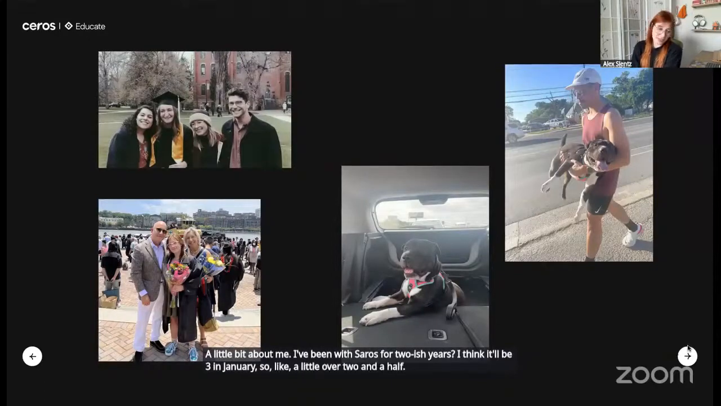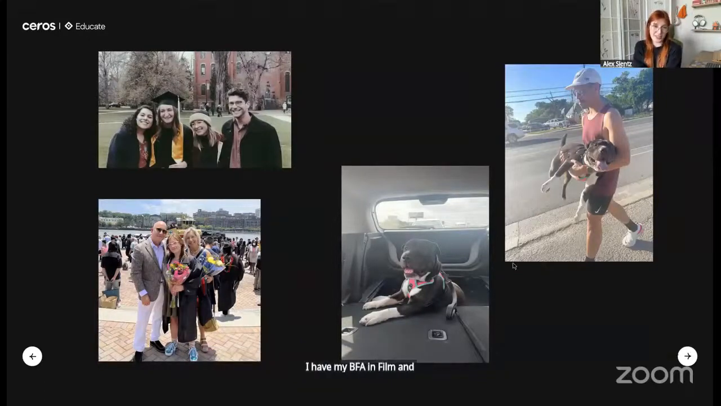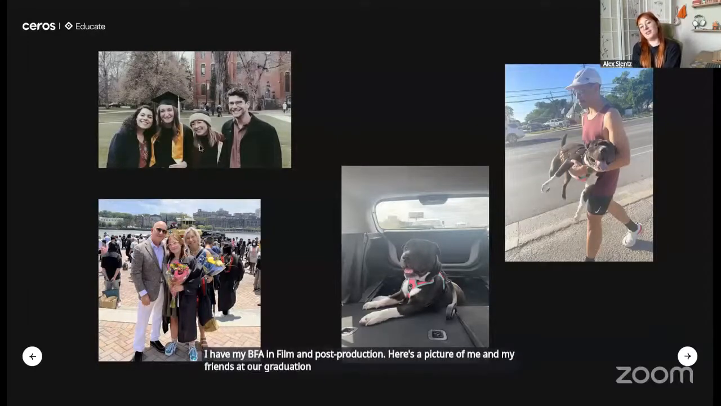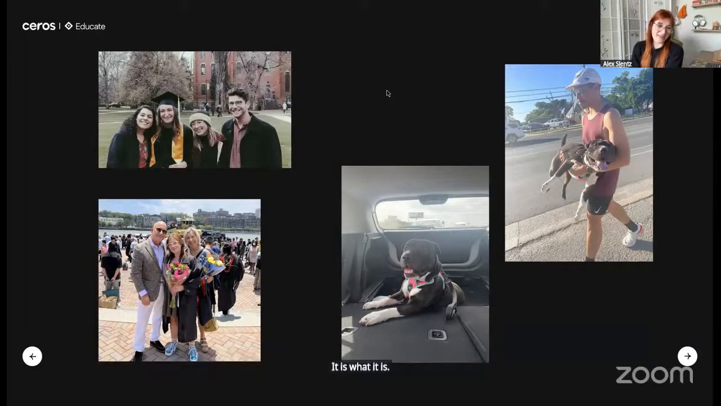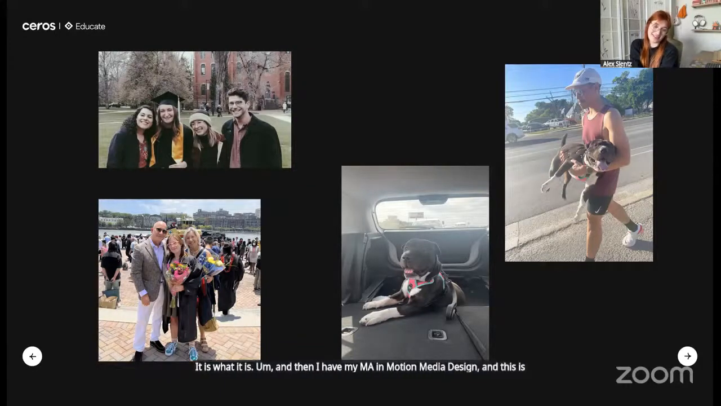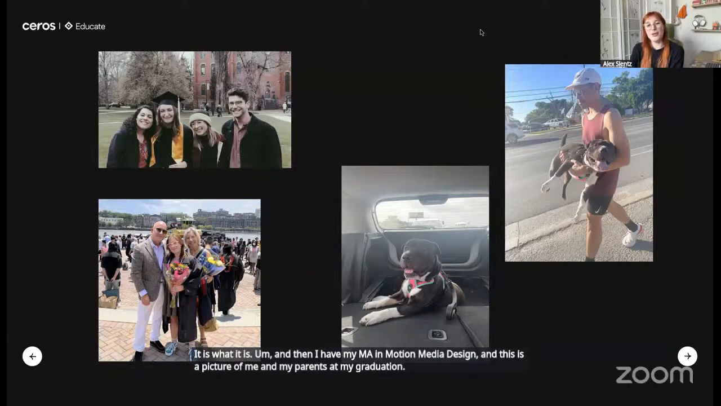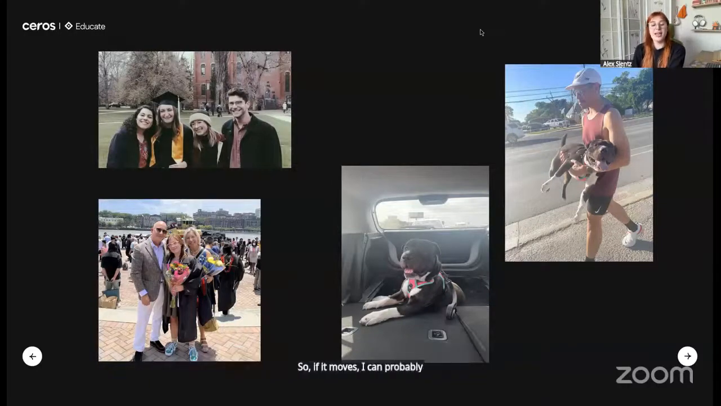I have my BFA in film and post-production. Here's a picture of me and my friends at our graduation, except this was actually Hannah's graduation. Mine was the day before. I don't have a picture of me in my cap. It is what it is. And then I have my MA in motion media design, and this is a picture of me and my parents at my graduation. So if it moves, I can probably make it.